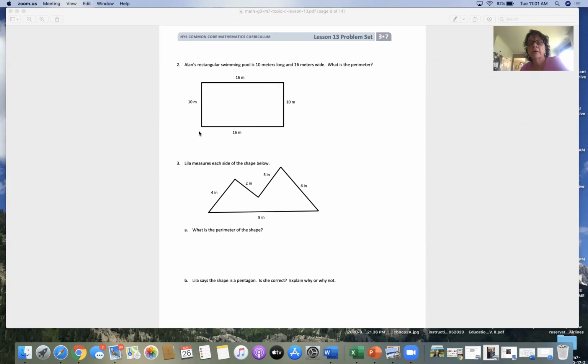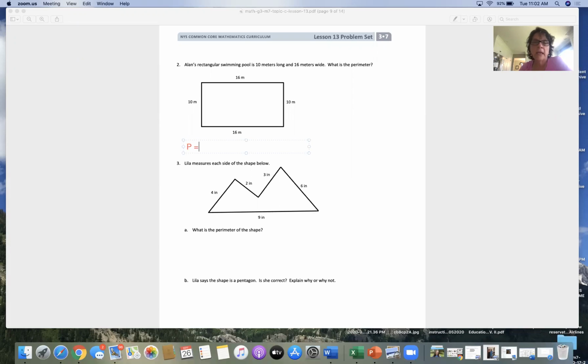If they didn't, I would have drawn a rectangle for my read, draw, write. And they labeled the short sides 10 meters and the long sides 16 meters. Remember, opposite sides on a rectangle are equal, and that allows us to fill all of them in. So it is a four-sided polygon, which is a quadrilateral. It is a rectangle because it has 4 right angles. My number sentence to find my perimeter will have 4 numbers in it.